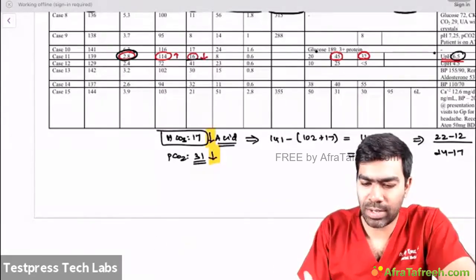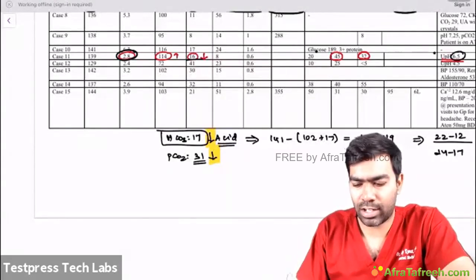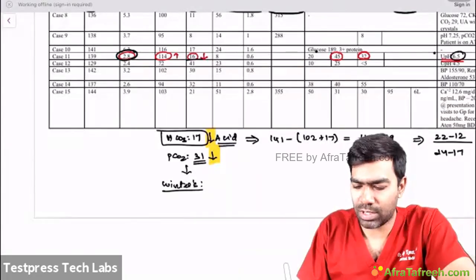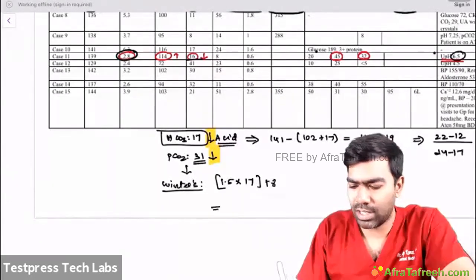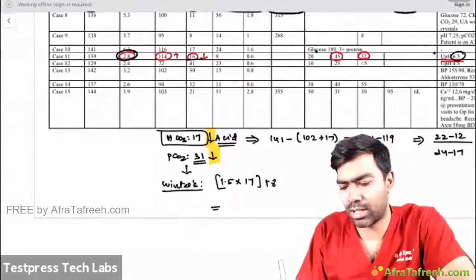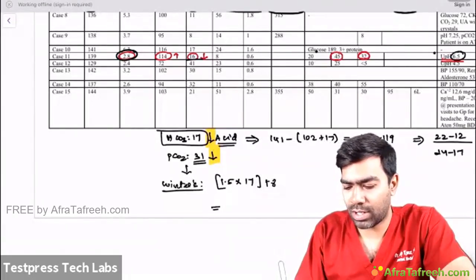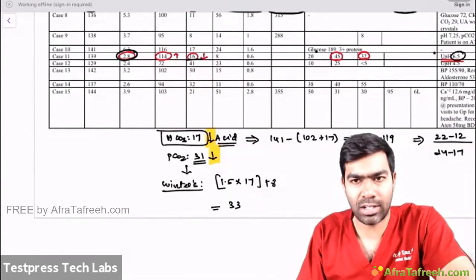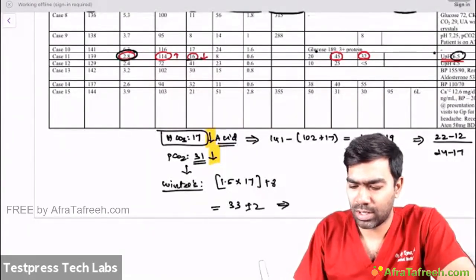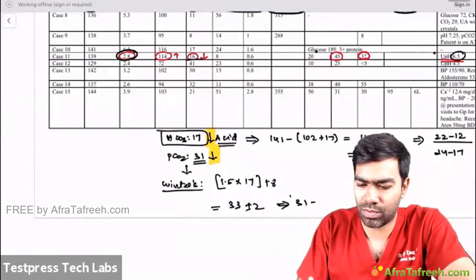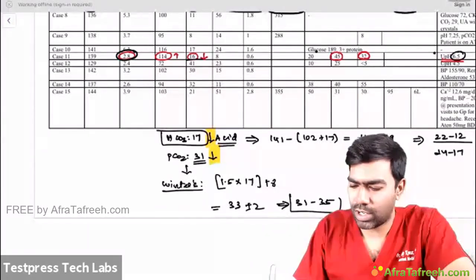If arrows are moving in the same direction, I need to find out whether this is correct or not. Let me see the Winters formula, whether it's appropriate or not. As far as the Winters formula is concerned, 1.5 multiplied by serum bicarbonate, that is 17, plus 8, is equal to 17 plus 8.5, 25.5. I think 33 will be the answer somewhere. Plus or minus 2. So you will get somewhere around 31 to 35. So that will be the range of PCO2 that you will be getting in this particular example.